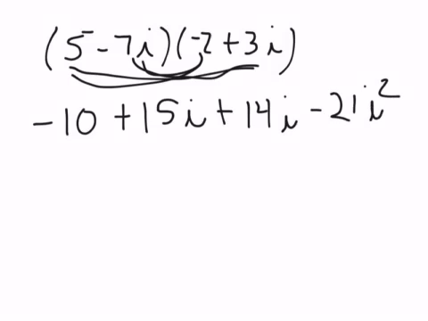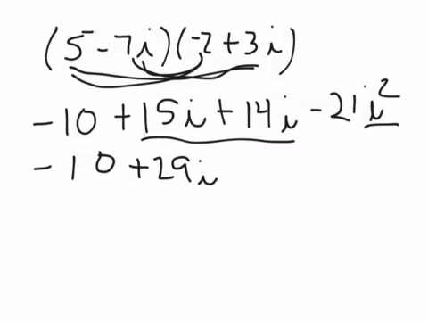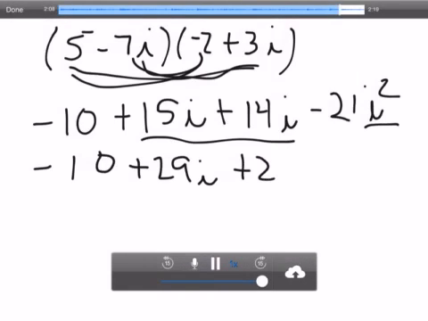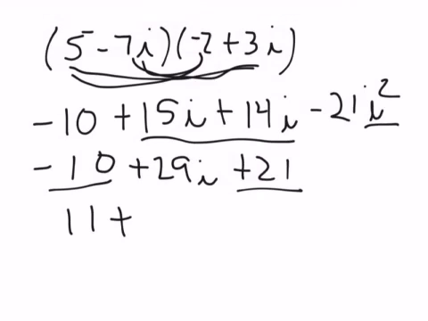And then we can go through and combine our like terms. So we got negative 10, 15i plus 14i is 29i. And then remember the i squared equals negative 1, so negative 21 times negative 1 is positive 21. So now we can simplify this even more. It would be negative 10 plus 21 would be positive 11 plus 29i.